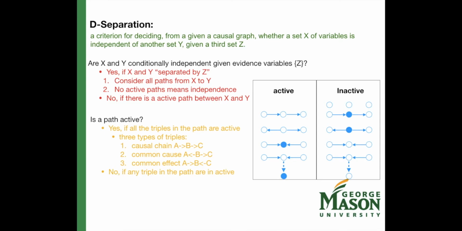As shown in the table on the right side, there are 3 types of triples: causal chain, common cause, and common effect. For both causal chain and common cause, the triple is active if the middle node is not given, and it is inactive if the middle node is given. But in the common effect case, which is the reverse, only when the middle node is given is it active. When the middle node is not given, then it's inactive. So to summarize, the 2 steps for D-separation are to look at all the paths and then determine whether all the paths are inactive, so we can know whether X and Y are independent.